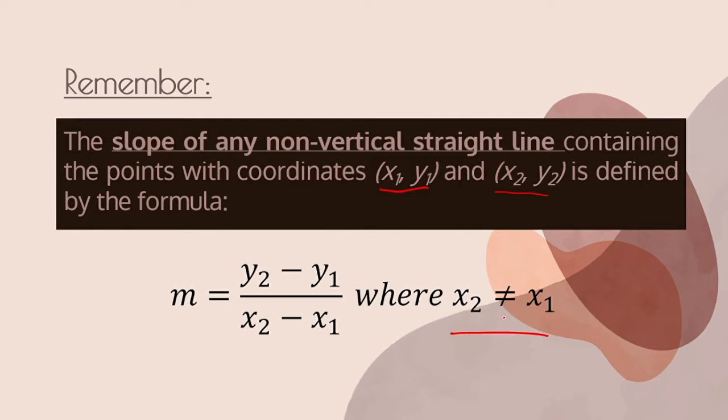Why is that so? Because when x sub 2 is equal to x sub 1, your denominator will be equal to 0. If the denominator is equal to 0, your fraction will always be undefined. Therefore, x sub 2 should not be equal to x sub 1. Again, the formula is m is equal to y sub 2 minus y sub 1 over x sub 2 minus x sub 1.